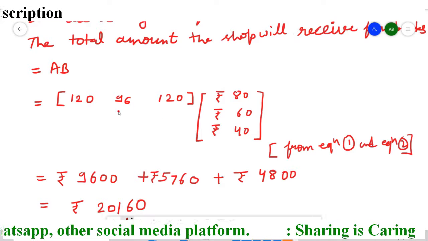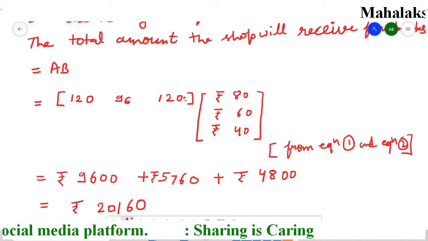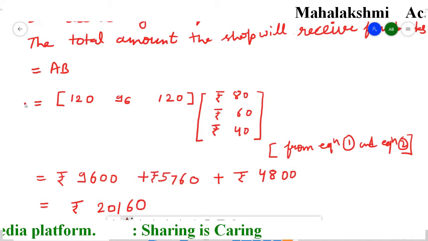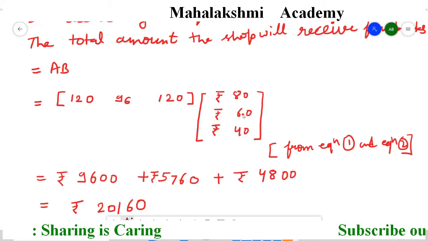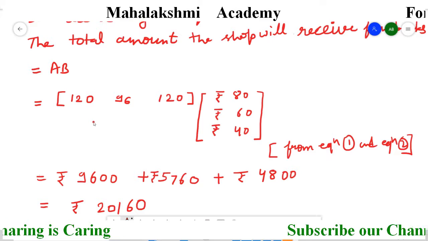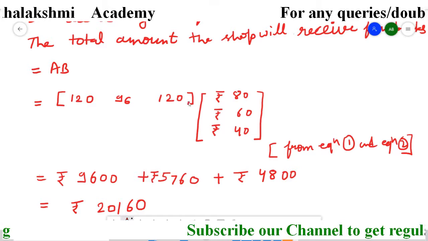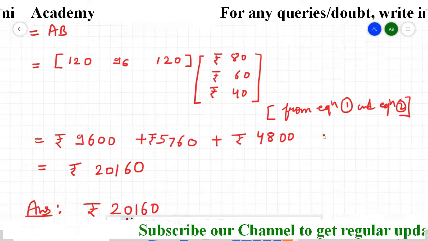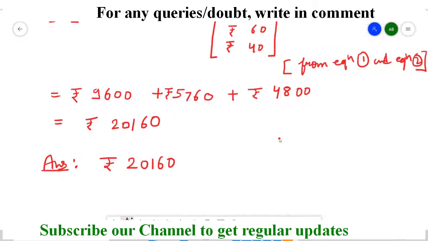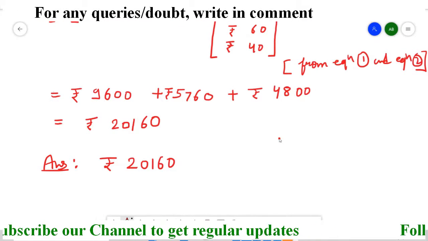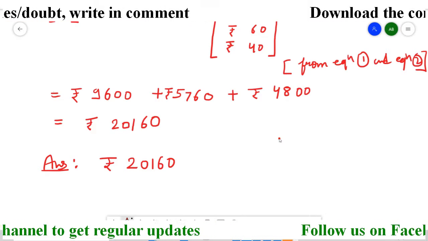Now we have to multiply them. For the product of matrices, from the first matrix we use the row, and from the second we use the column. So the first row is multiplied by the first column. Only one row and one column is there. So just multiply corresponding elements: first element by first, second element by second, third element by third. That will give us this answer. Add them, and that is the total amount which the bookshop will receive after selling all the books at the prescribed prices.